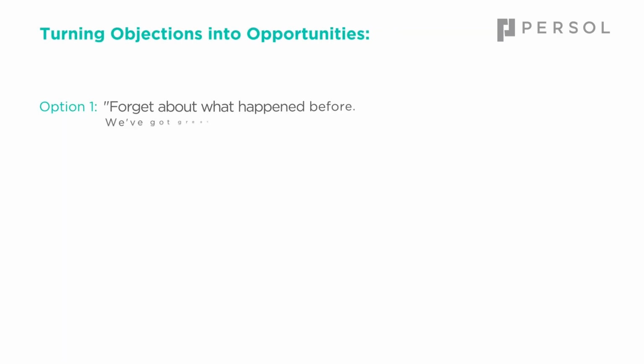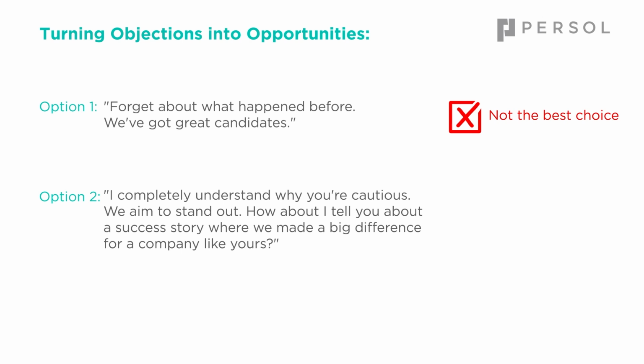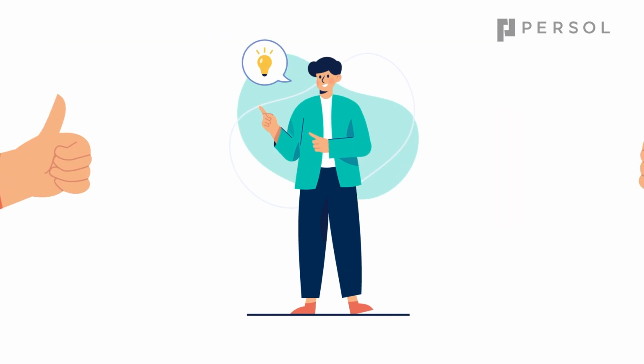Turning objections into opportunities. Option 1: forget about what happened before. We've got great candidates. Not the best choice. Option 2: I completely understand why you're cautious. We aim to stand out. How about I tell you about a success story where we made a big difference for a company like yours? The better choice. Thank you for your attention in Lesson 1.